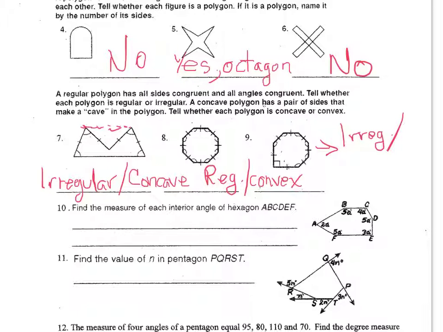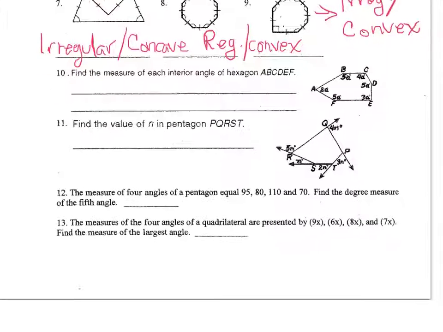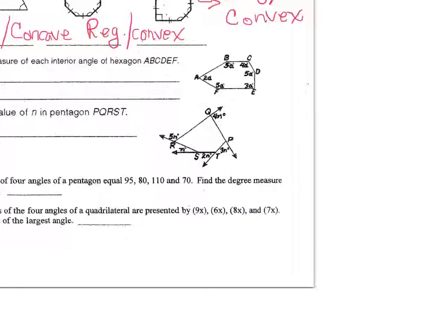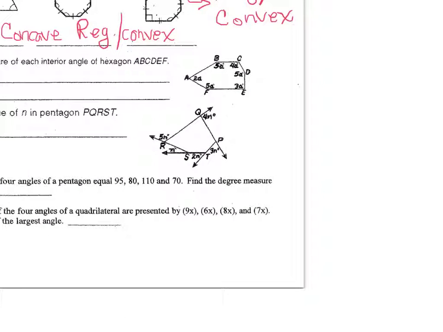And this is convex. Okay, number 10. What do you think about number 10? It says find the measurement of each interior angle. It's a hexagon. So we need to know the interior. What do we do? We need to add them up.